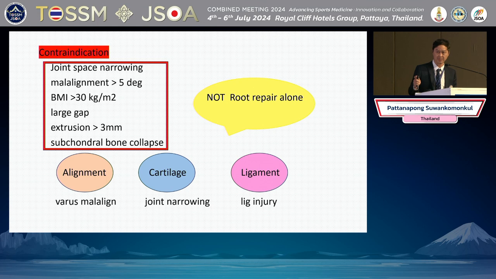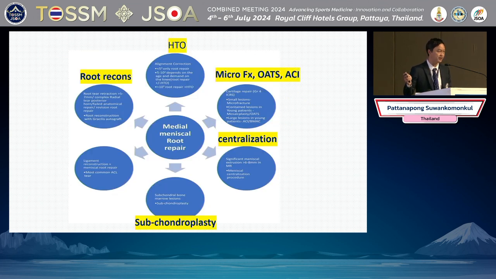So there are 3 factors you should consider: alignment, good or not; cartilage damage, what the level of the cartilage damage is; and ligament injury. Do you have any ligament reconstruction together or not? If you have a contraindication, such as varus more than 5, you should combine with HTO, or if the gap is more than 6, you should do the reconstruction, as the previous speaker talked about.